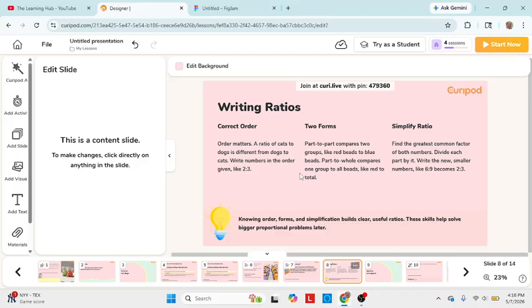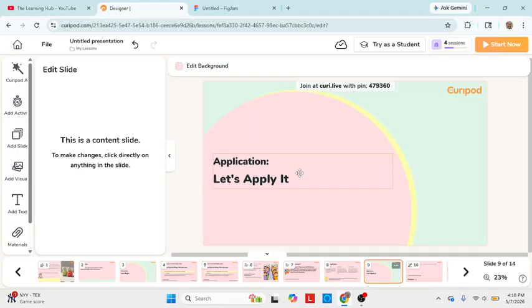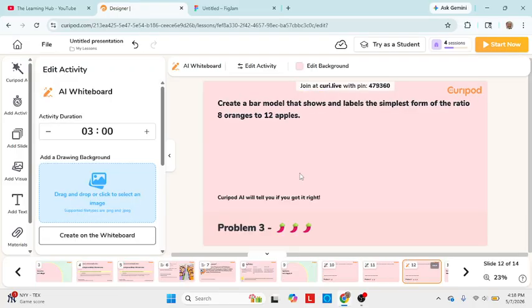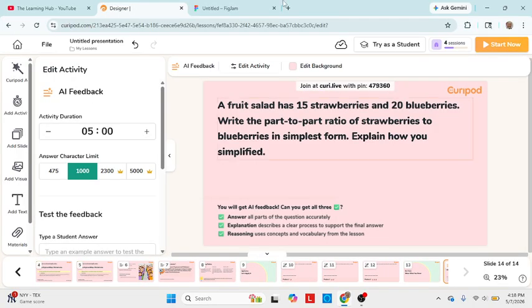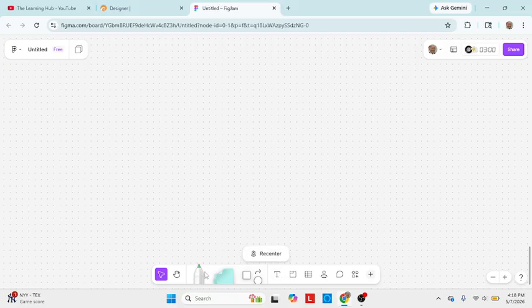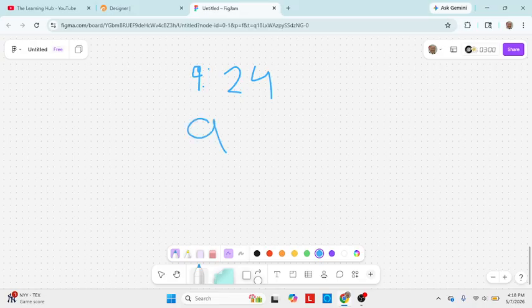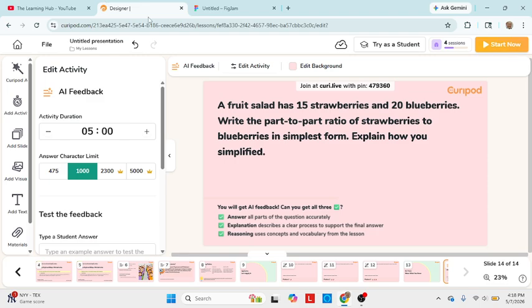Then, simplify the ratio. Find the greatest common factor of both numbers. Divide each part by it. Write the new smaller numbers, like 6 to 9 becomes 2 to 3. Okay, so we're just going to write a little example. We're going to write 9 to 24. That's 9 to 24. And then we're just going to write a part to whole ratio, 9 to 33, so that's a part to whole.